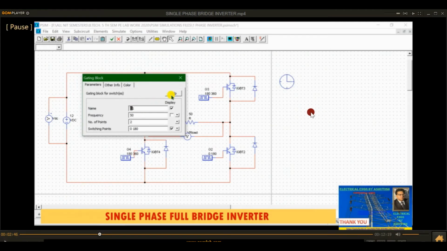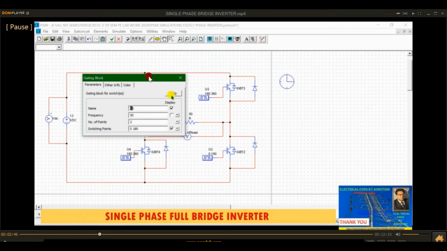So by double clicking on each gating block, the wizard will appear on the screen, and you can rename it. I have named it G1. For frequency we will select 50 Hertz, and the number of points is a constant 2. Then the switching points is the conduction angle, where you have to put the conduction angle. See, 0 to 180 degrees.